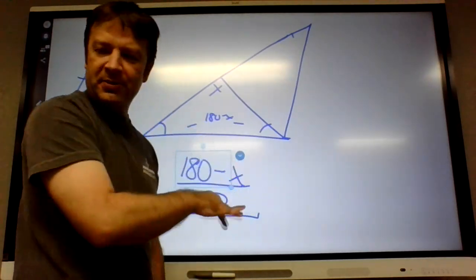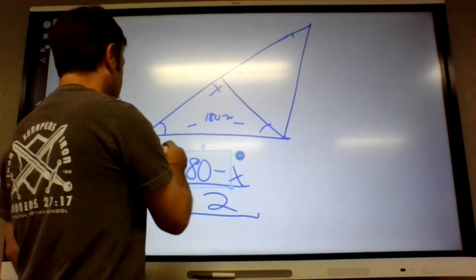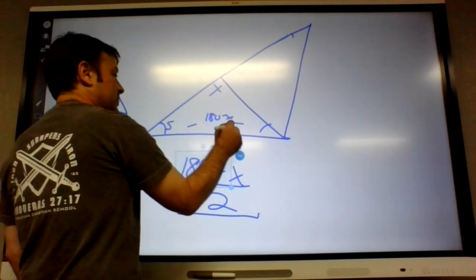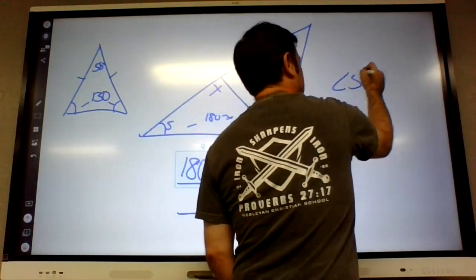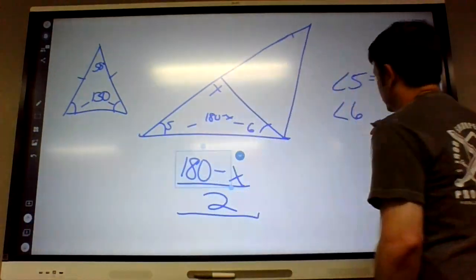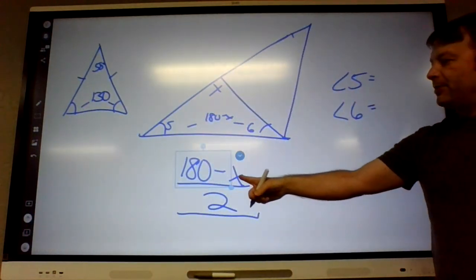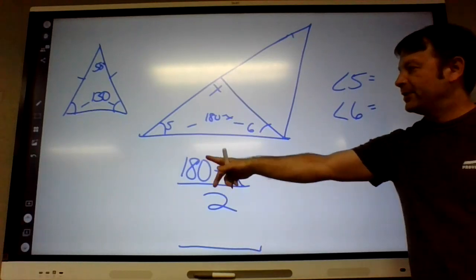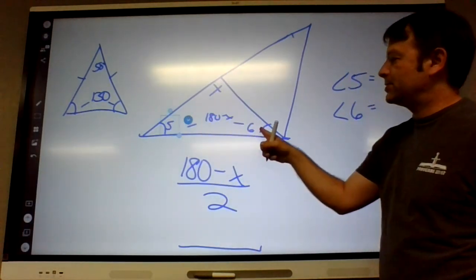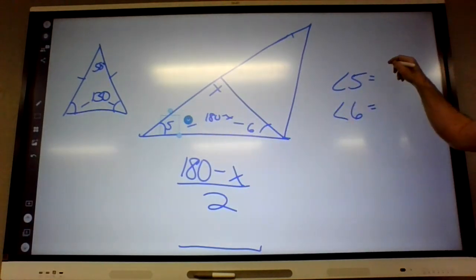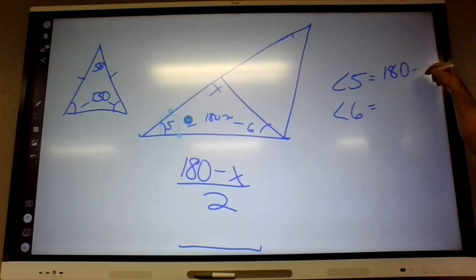What were these angles called down here? 5 and 6. Okay, so over here we had some angles, right? Hopefully you guys got them down. But basically, 5 and 6 are the same thing, right? So they're both this thing: 180 minus X over 2.